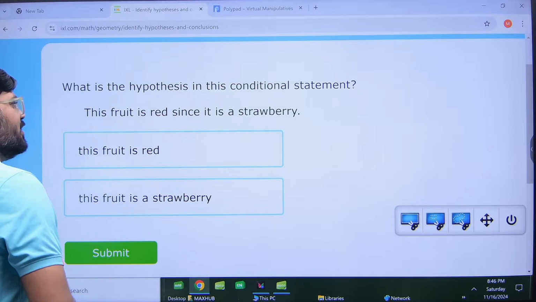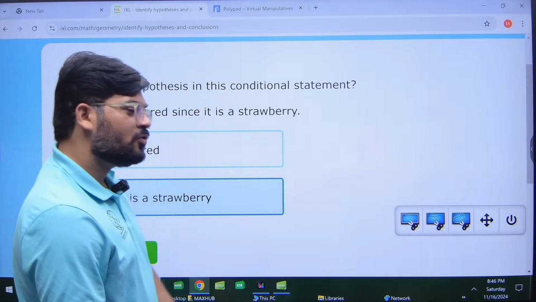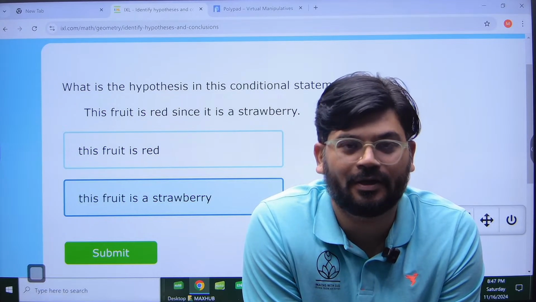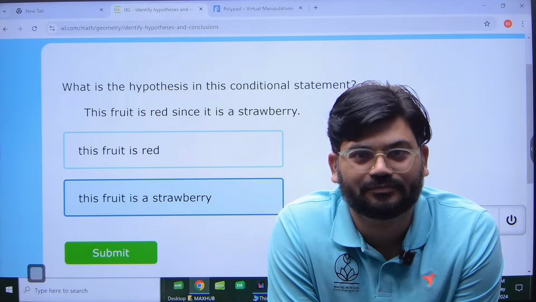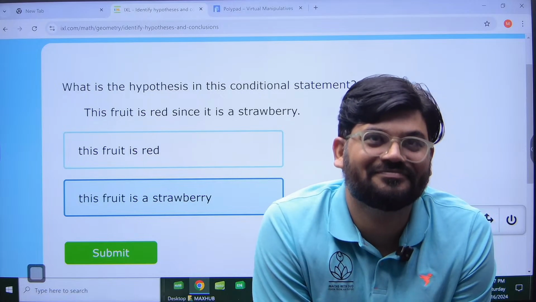What is the hypothesis in this conditional statement? This fruit is red since it is a strawberry. If the fruit is a strawberry, then it is red. Do you think that all those fruit which are red are always a strawberry, or all those fruit which are strawberry will always be red? What comes first? If it is a strawberry, then it is red. So what is the hypothesis?